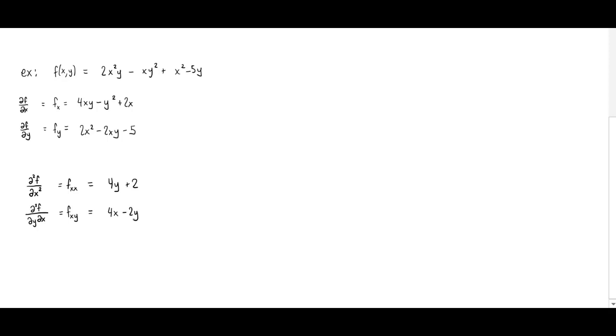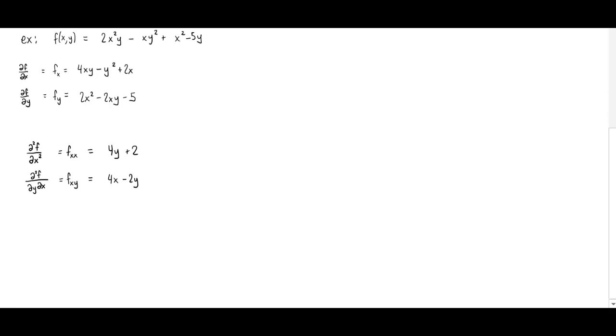And then let's just get the remaining two. So let's take f_y, and then let's find the partial derivative of f_y with respect to x, and then the partial derivative of f_y with respect to y. That would be the same, 4x minus 2y. Okay, yeah. So if you check it, you get the same thing, 4x minus 2y. And then f_yy would be just negative 2x. Yeah, alright, good.